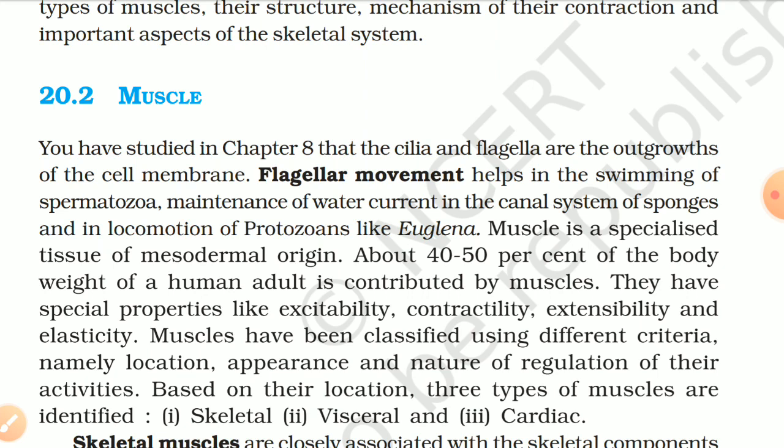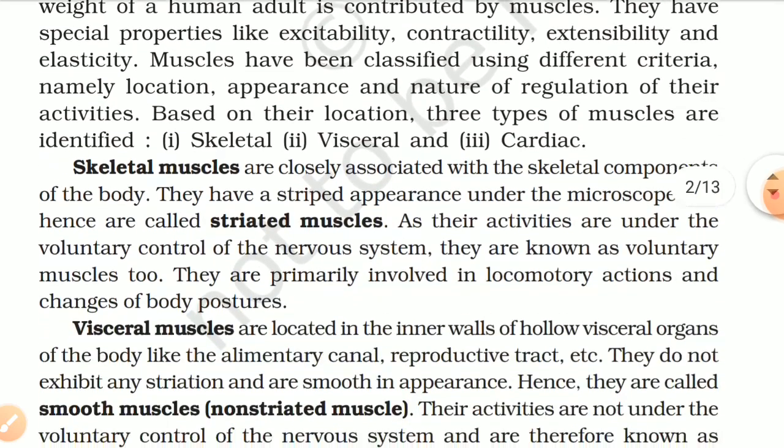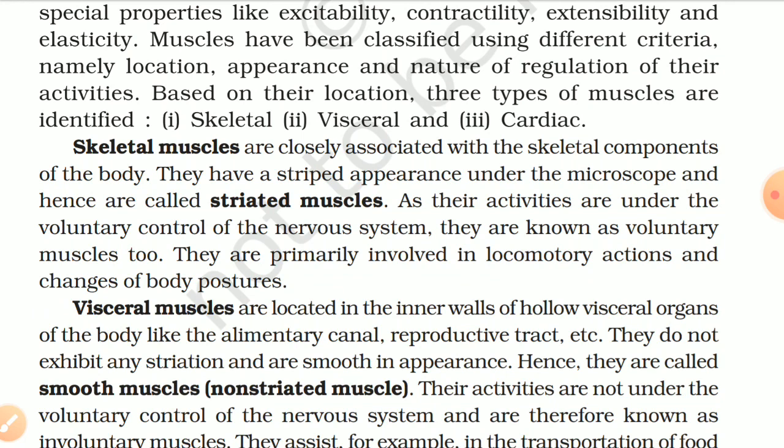Muscles have been classified using different criteria, namely location, appearance, and nature of regulation of their activities. Based on their location, three types of muscles are identified. First, skeletal, second, visceral, and third, cardiac. Skeletal muscles are closely associated with the skeletal components of the body. They have a striped appearance under the microscope and hence are called striated muscles. As their activities are under the voluntary control of the nervous system, they are known as voluntary muscles too. They are primarily involved in locomotory actions and changes in body postures.